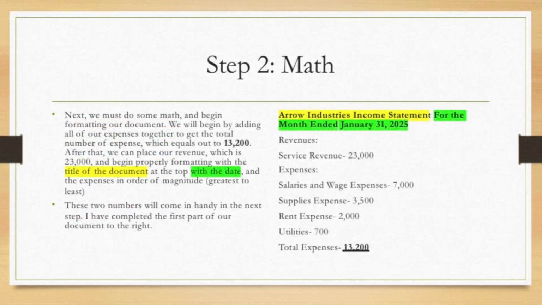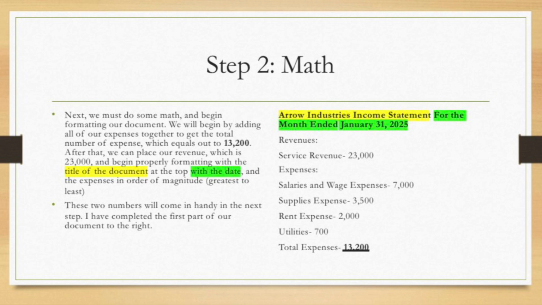Next, we have to do some math, and this is where we also begin formatting our document. We will begin by adding all of our expenses together, and for this particular example, we get the total number to equal out to $13,200. That's adding the salaries and wage expense, supplies expense, rent expense, utilities, all of that equals out to $13,200.